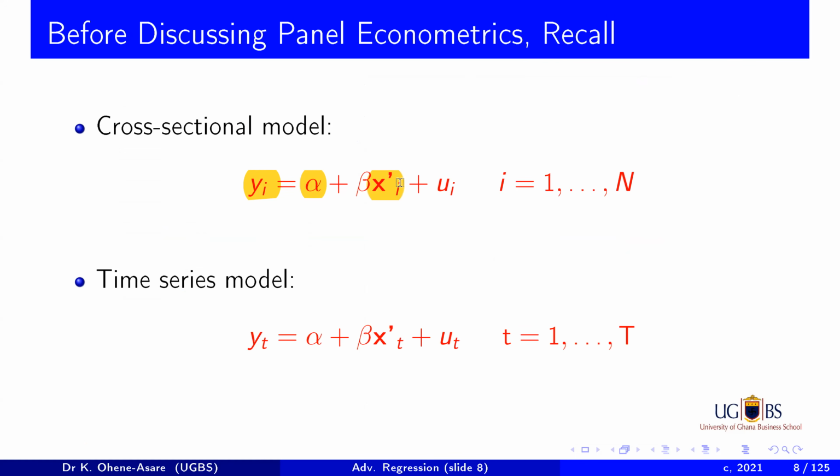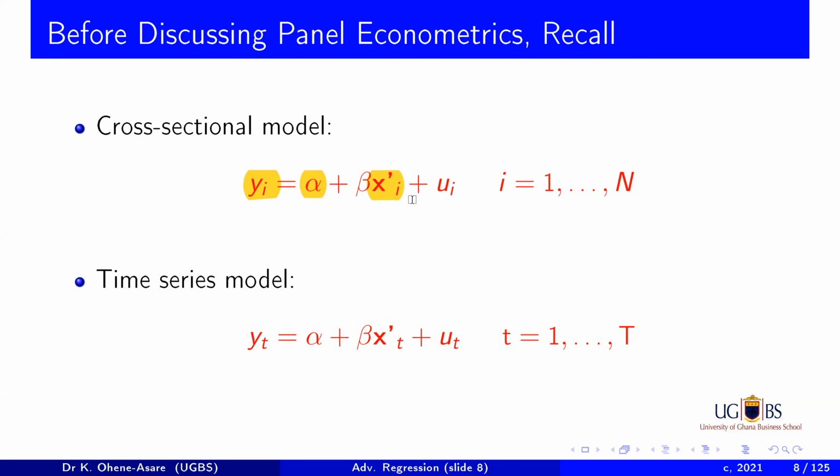We have taken the prime of them because this is a matrix. And each of the multiple independent variables has a beta parameter. And then there is an error term. The individual observations are i from 1 to n. Okay? So this is a typical cross-sectional model that we know of.